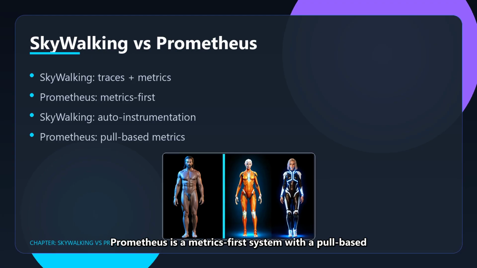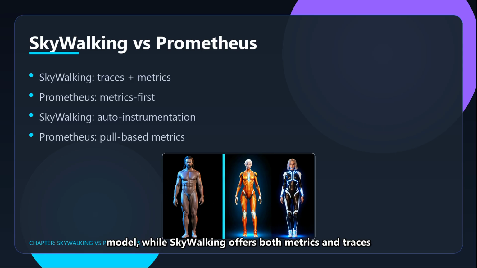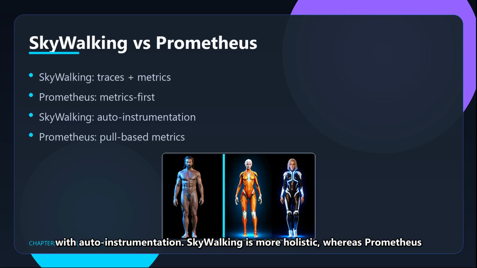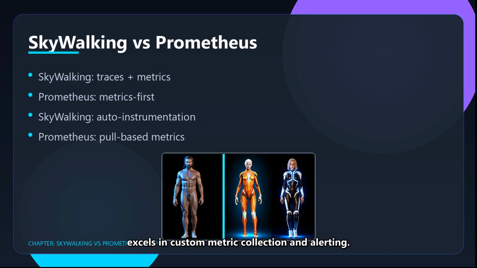Prometheus is a metrics-first system with a pull-based model, while SkyWalking offers both metrics and traces with auto-instrumentation. SkyWalking is more holistic, whereas Prometheus excels in custom metric collection and alerting.